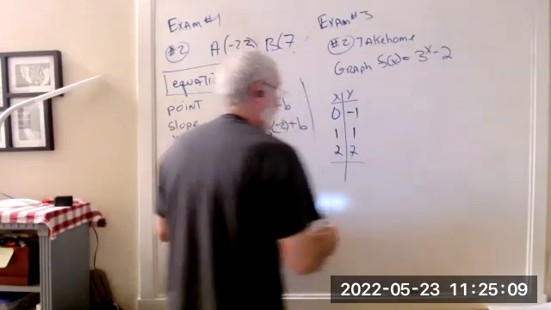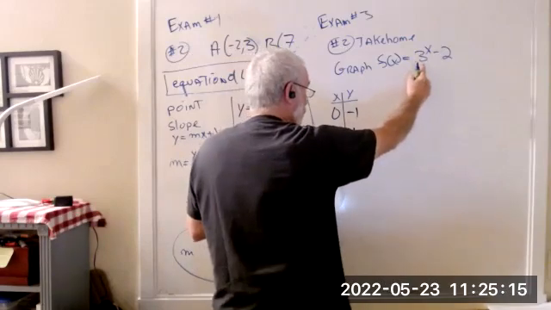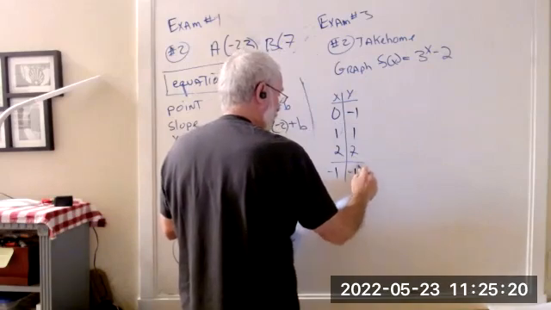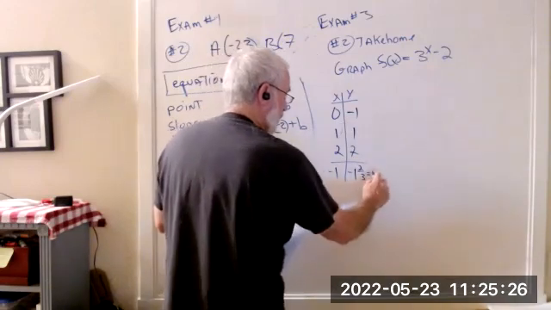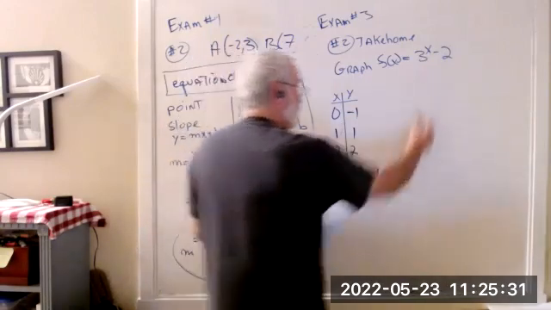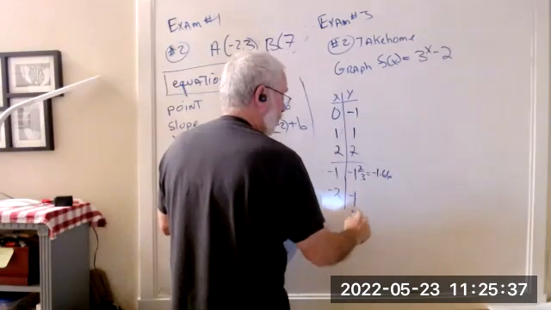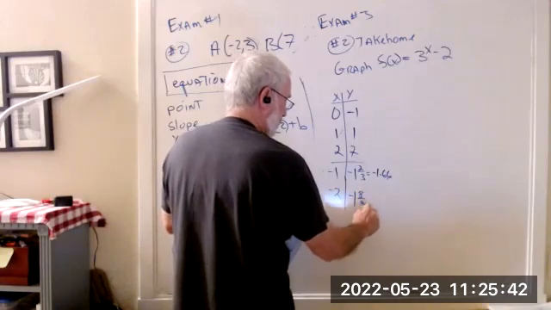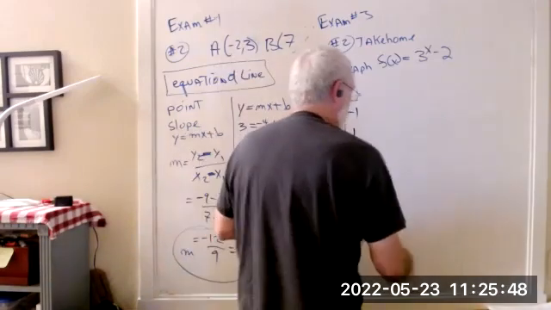Okay, now let's go for the negatives. If x is negative 1, that becomes 1/3. 1/3 take away 2 is negative 1 2/3, or whatever your decimal was, negative 1.666, whatever you did. If x is negative 2, this is 1/9. 1/9 take away 2 is negative 1 8/9, whatever that is, something like that. I don't know what the decimal is. Okay, and so on. That's good enough for us.